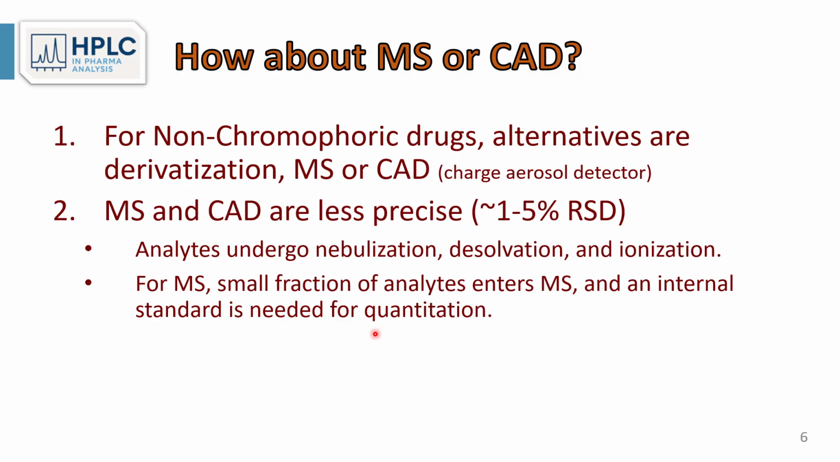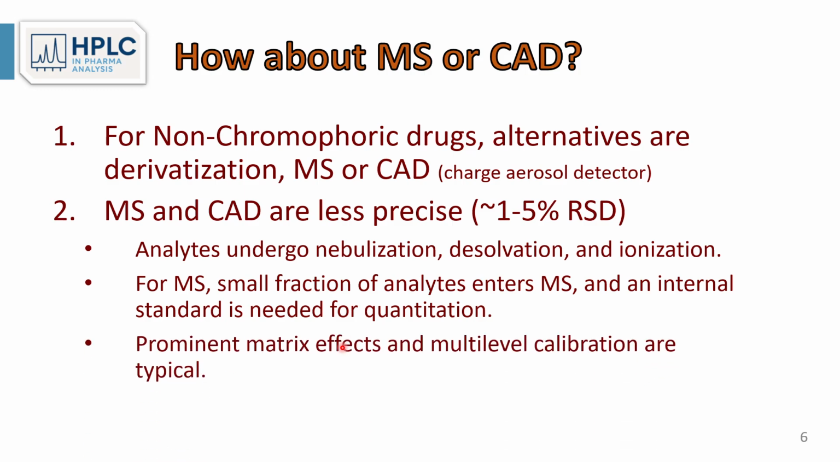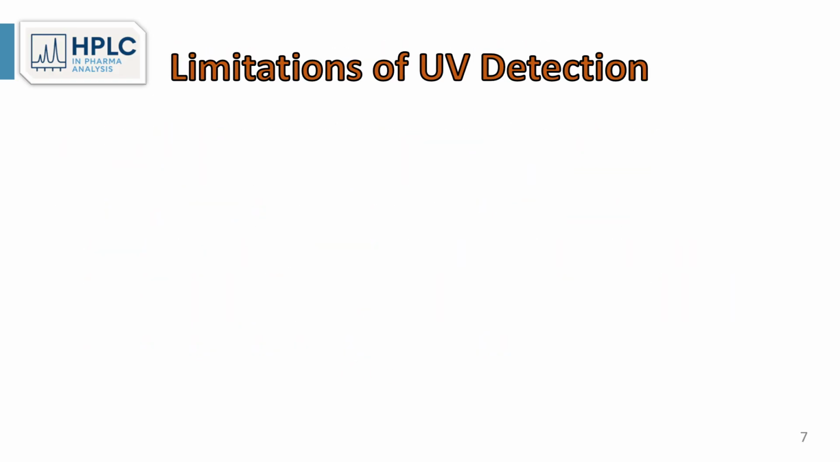For mass spec, only a small fraction of the analyte actually enters the mass spec, and typically an isotopic internal standard is needed for quantification. There are also very prominent matrix effects such as ion suppression or ion enhancement, and also multi-level calibration is typical.